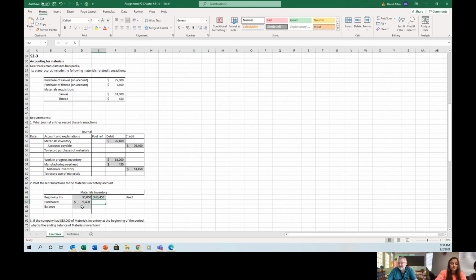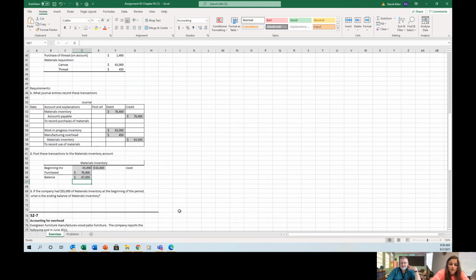So now to get this, what are we going to do? You're going to add those two together, add this one and this one, and then we're going to subtract the amount that we used, right? And that's going to give us a balance of our ending material inventory of 47,950. Okay, and then what I want you to do down here for number 3 is just click in here and say C number 2.